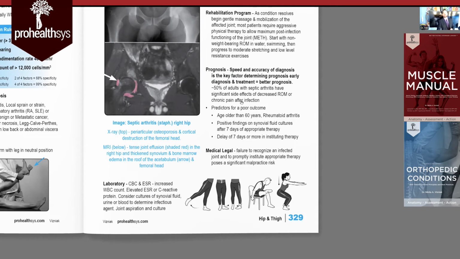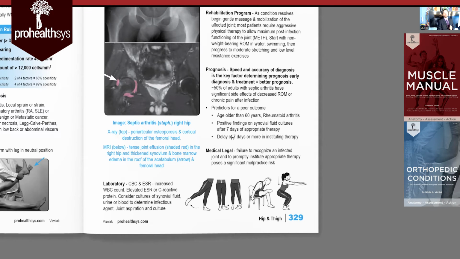50% of adults with septic arthritis have significant side effects or decreased range of motion or chronic pain after the infection. So be aware of this. If I catch it earlier, I can lower the likelihood of this happening. Predictors of a poorer outcome are being over 60 and having coexisting rheumatoid arthritis. If the synovial fluid culture after 7 days of appropriate therapy still has the culture in it, you are having a long-term infection. That is a tough case right there. All right. Yeah, earlier diagnosis is key.